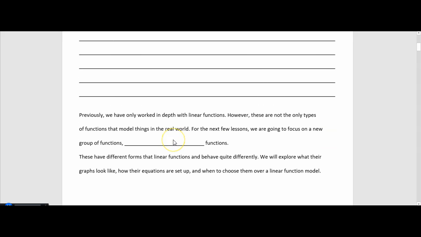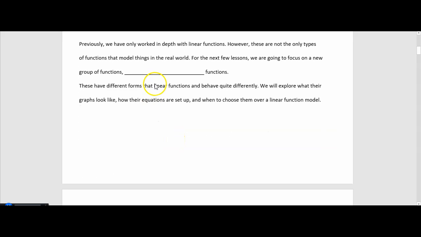Specifically, let's get into what exponential functions are. Previously, we've only worked in depth with linear functions. Like I said, these are not the only types of functions that model things in the real world. For the next few lessons, we are going to focus on a new group of functions, exponential functions.